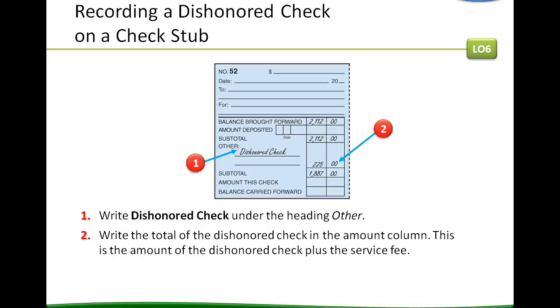And then calculate and record the new subtotal, which would be $1,887. Okay, a new balance carried forward is not calculated until after check number 52 is written. So we're not going to finish calculating unless we write a check for number 52. And we would put that right here, and balance carried forward. We calculate the balance carried forward.